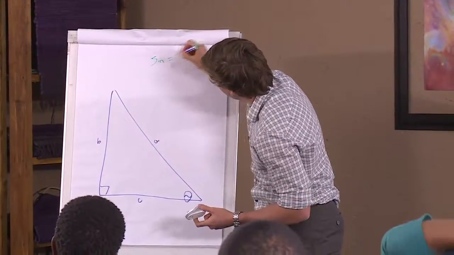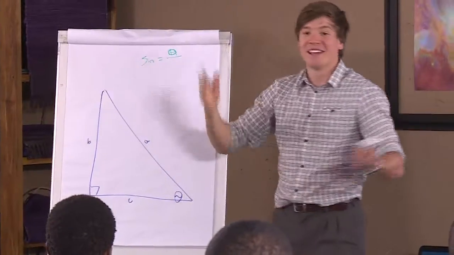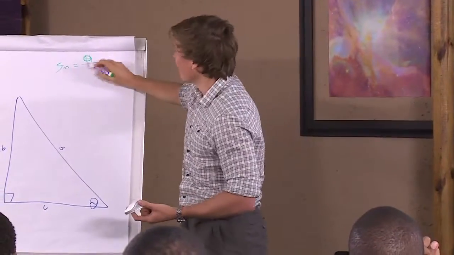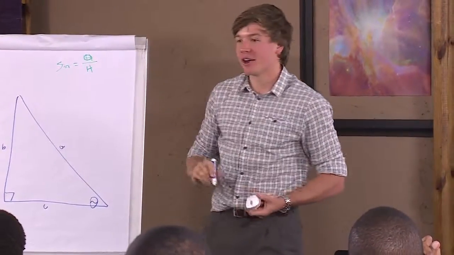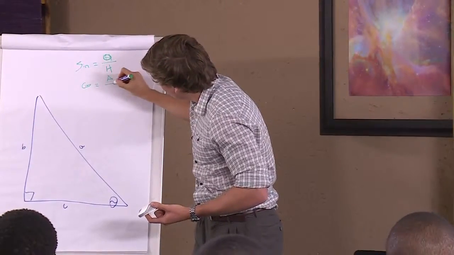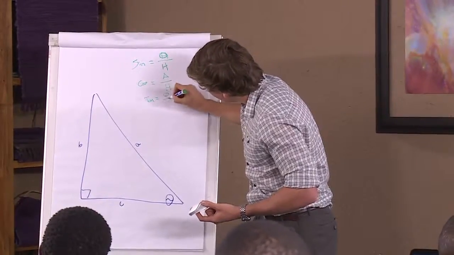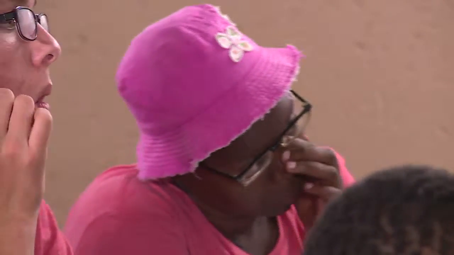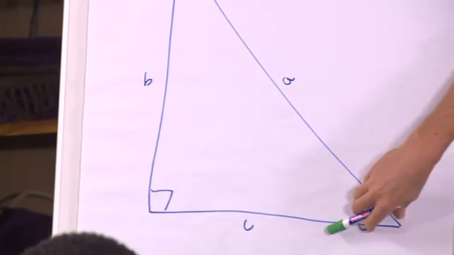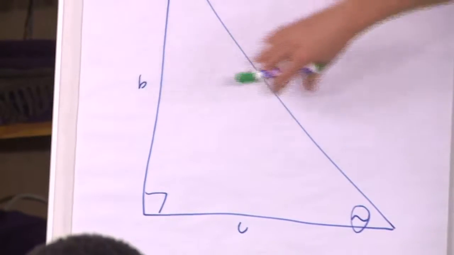Sine is equal to hypotenuse over... sorry, not hypotenuse. Guys, it's late. What can I say? Opposite over hypotenuse. Cos is equal to? Good. And tan is equal to? Exactly right. So let's have a look at this triangle. From the perspective of this angle here, what is sine? B over A. Awesome.